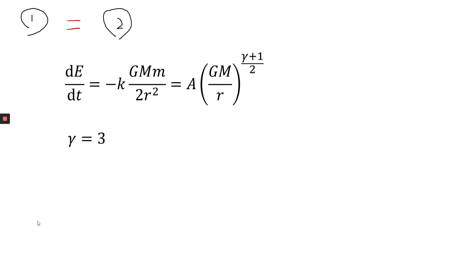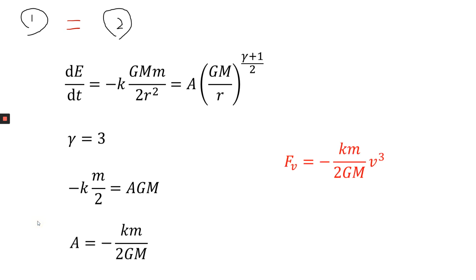So gamma doesn't depend on any other quantities, the mass of the Earth, no. And then we find the expression for A after plugging in gamma equals 3. So finally, we arrive at the final expression of the viscous force, which is minus km over 2GM times v cubed.